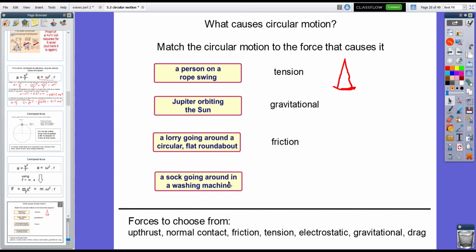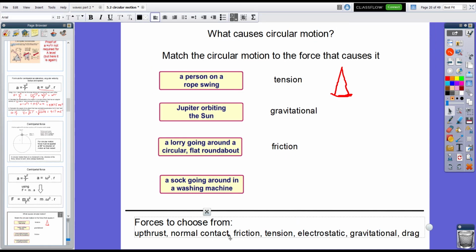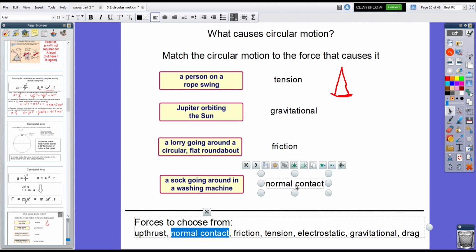And a sock going round in a washing machine. If you look through a washing machine doing this very high spin, which we already know from our previous lesson is about 1200 RPM for a typical washing machine, well, what's stopping it flying off? Well, it's the physical structure of the outside of the drum. It's normal contact force between the drum, just pushing it back in. There's nowhere for it to go.